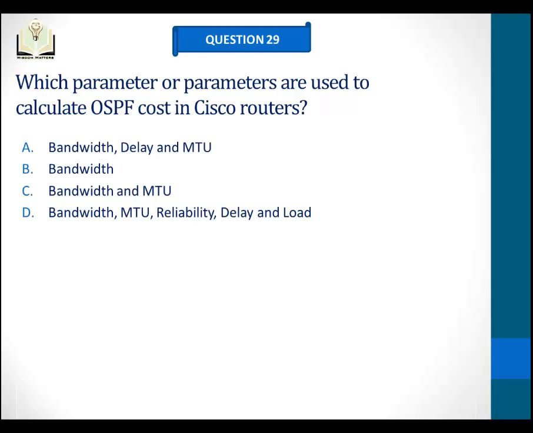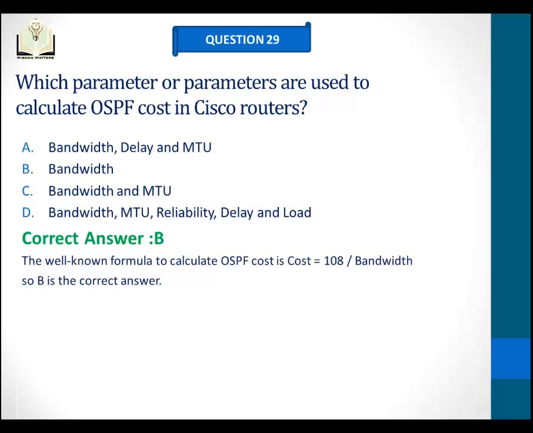Question 29. Which parameter or parameters are used to calculate OSPF cost in Cisco routers? Is it bandwidth, delay, and MTU, or bandwidth and MTU, or bandwidth, MTU, reliability, delay, and load? And the answer is B, bandwidth.